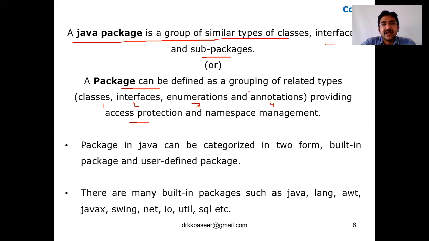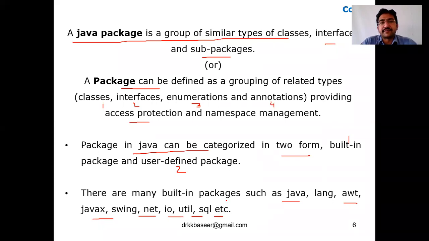So a package can be defined as a group of related types, consisting of classes, interfaces, enumerations, and annotations. Enumerations are nothing but user defined data types. Annotations are nothing but documentation, providing access protection and namespace management. Packages in Java can be categorized into two forms: built-in, first one; second one, user defined. Built-in, we have already seen, like the java.lang package, java.awt package, javax.swing package, net package, IO package, util package, SQL package. All these are called built-in packages, already predefined.